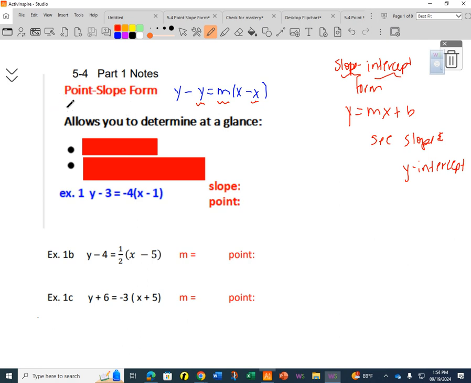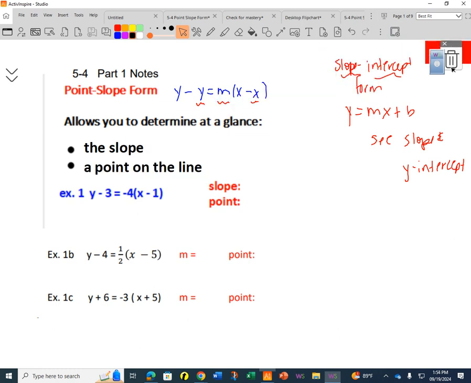So if we're writing an equation in point-slope form, or if an equation has been written in point-slope form, then at a glance, you should be able to see the slope and a point on that line. Remembering that lines are made up of an infinite number of points, right? But this is just one point. You'll be able to see one point on the line.